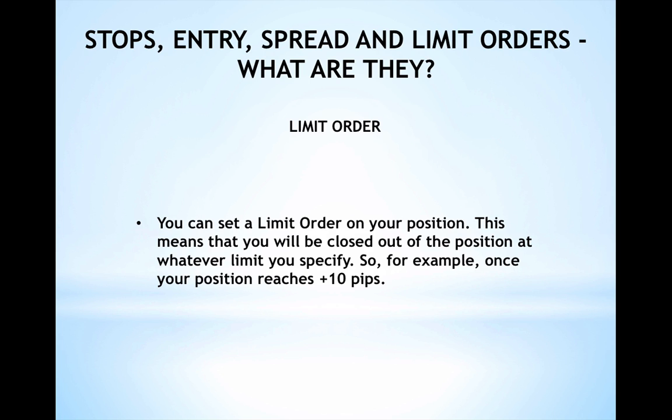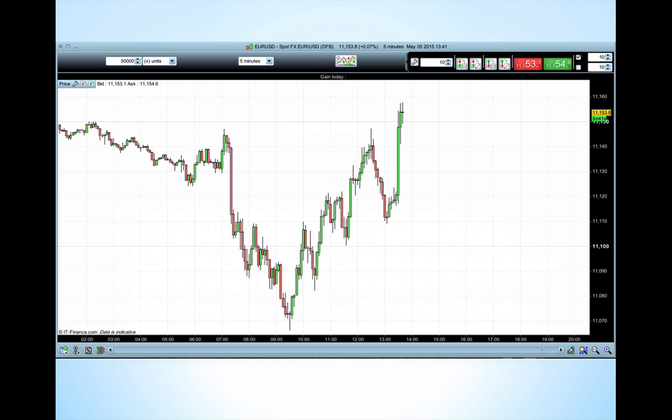And finally, we have a limit order. A limit order is simply a predetermined take profit point. So if I set my limit at 10 pips, the market would automatically close me out once I reached a 10 pip profit. Now, let's have a look at this all in action.